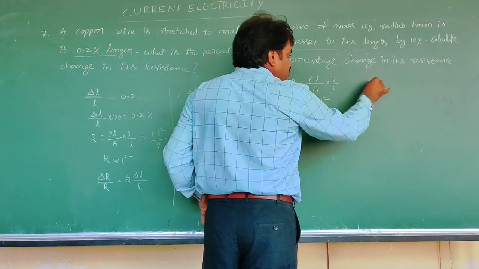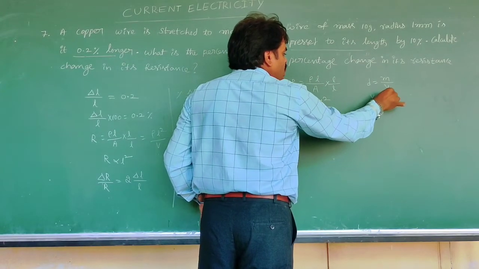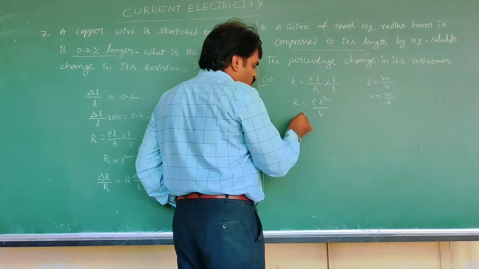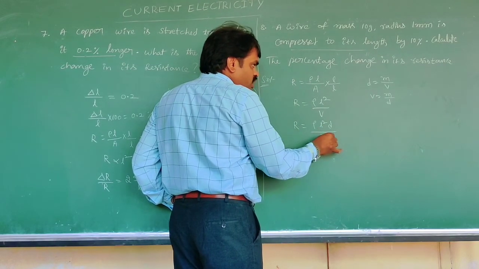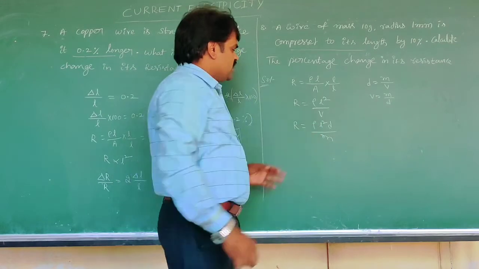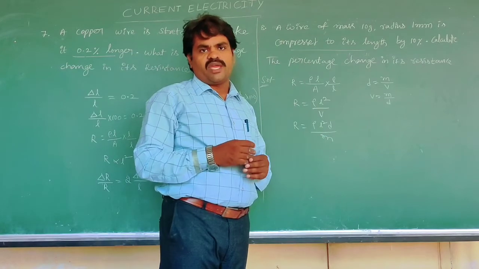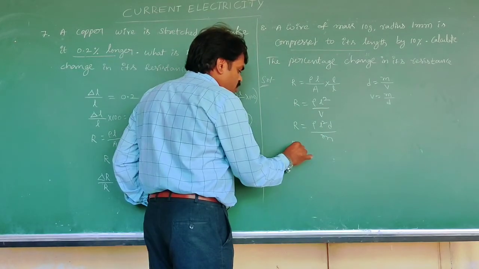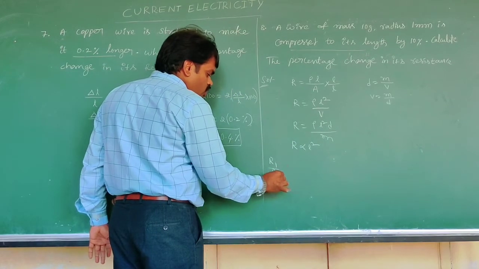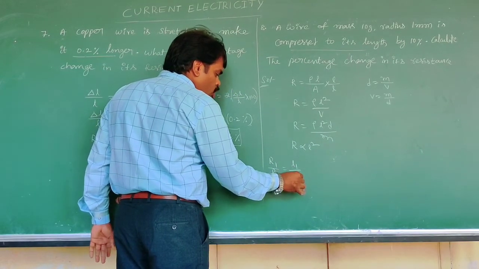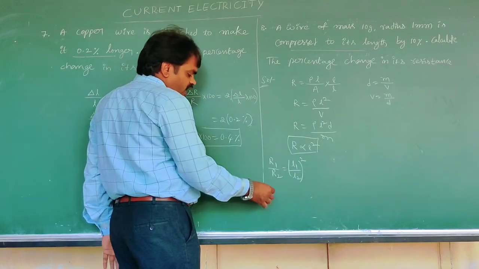Here we know that density is equal to mass per volume, so volume is equal to mass per density. Then we write R is equal to rho L square D by M. We substitute V. Here the resistivity, the mass and the density of the conductor remain constant. Then R is proportional to L square. Then we write R1 by R2 is equal to L1 by L2 whole square. Now we are finding L2.